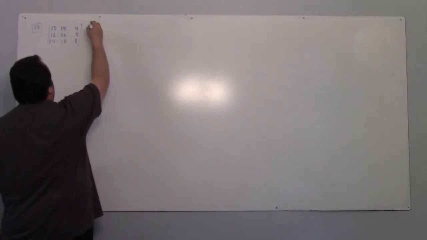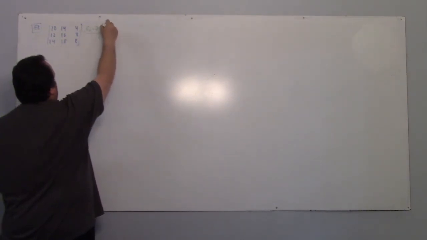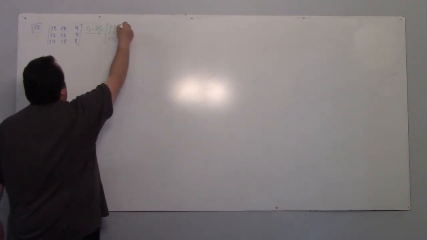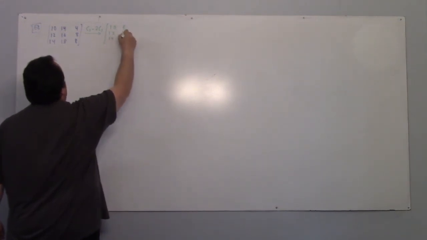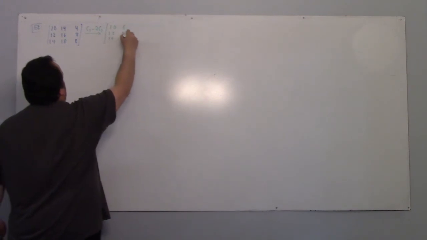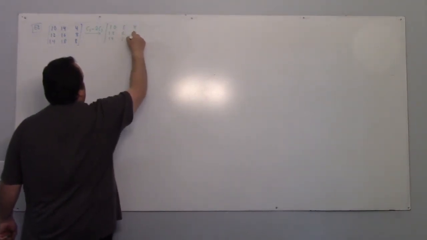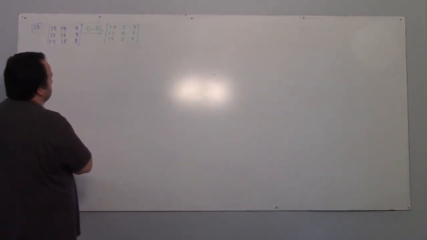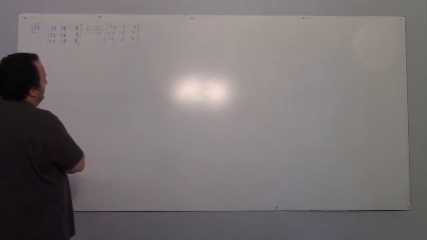So I'm going to write it as column two minus two times column three. So the first one you left alone. And this gave you, what'd you get? Six, 602488. Because we didn't do anything to the other one. Very nice.